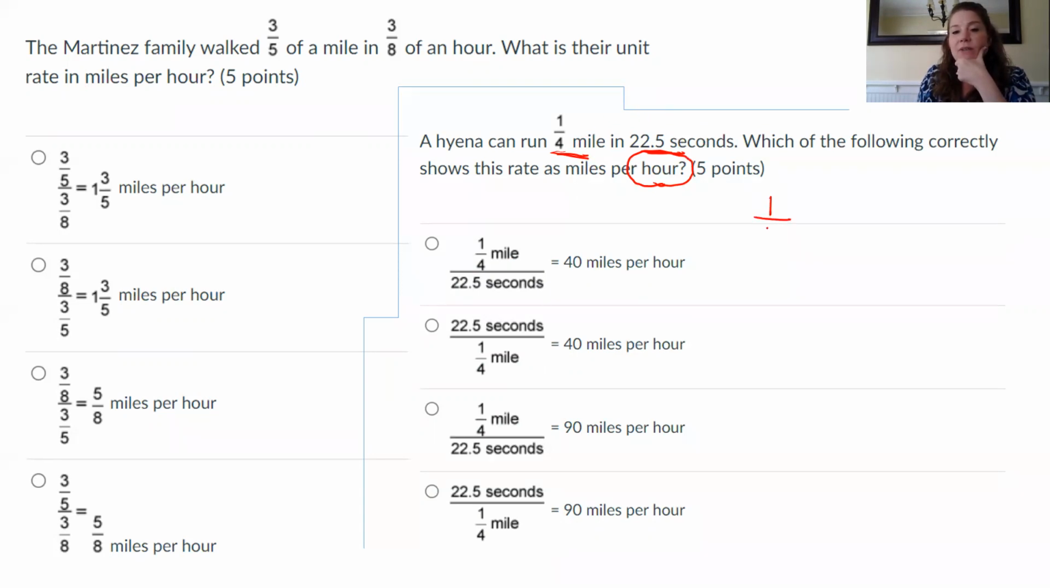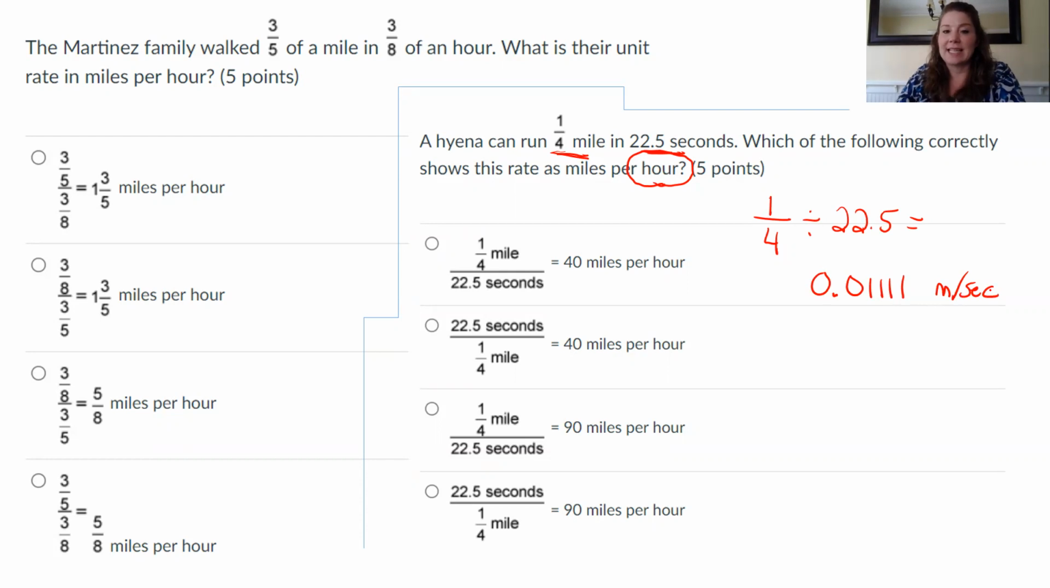So if we divided 1/4 by 22.5, what is that? Let's see. 1/4 is 0.25. 0.25 divided by 22.5 is 0.01111 miles per second. Well, how many seconds are in an hour? Well, I know there's 60 seconds in a minute, and then there's 60 minutes in an hour. So I'm going to take my answer. I'm going to multiply it by 60.